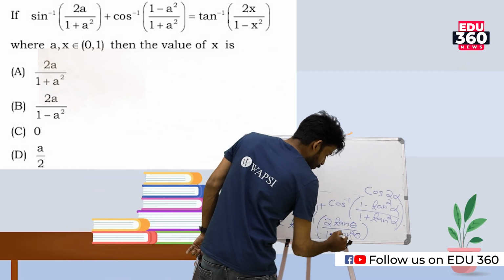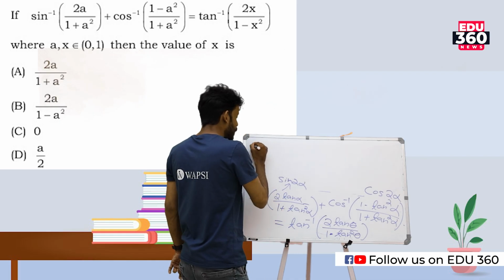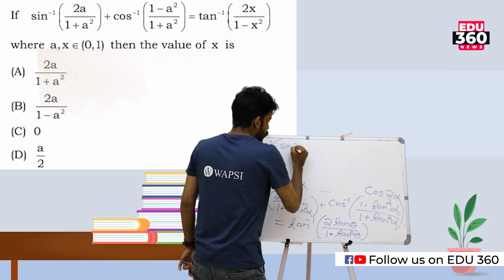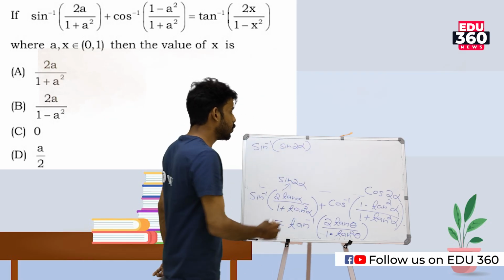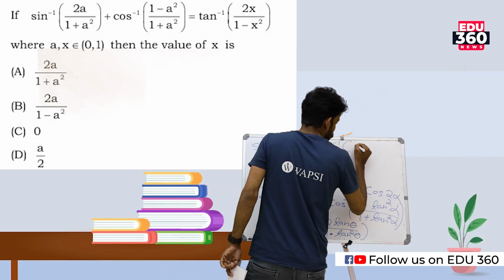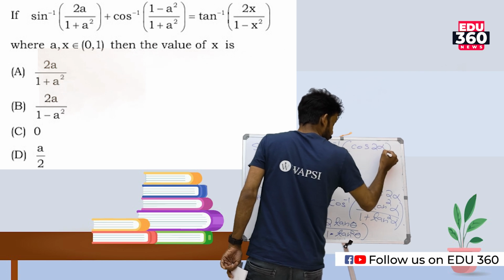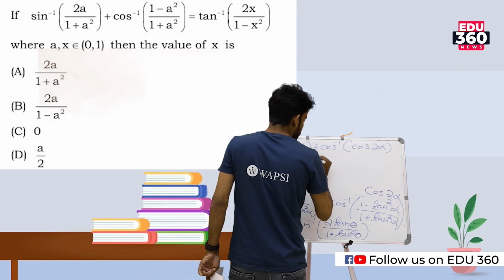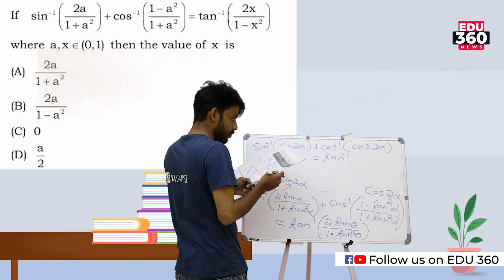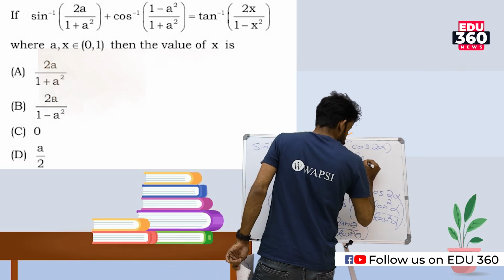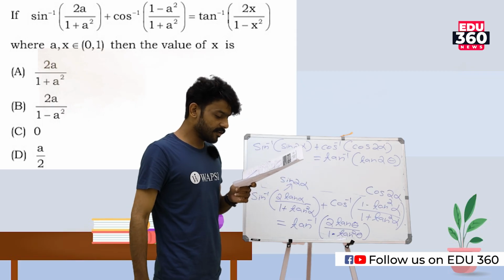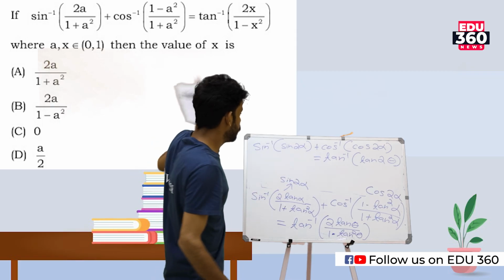Okay, yes. So this is equal to tan 2 theta. So we can write sin inverse sin 2 alpha plus cos inverse cos 2 alpha, that is equal to tan inverse tan 2 theta. Okay. Yes.